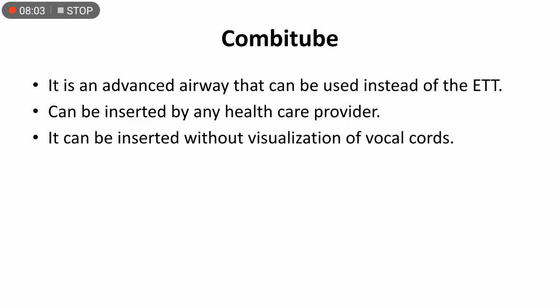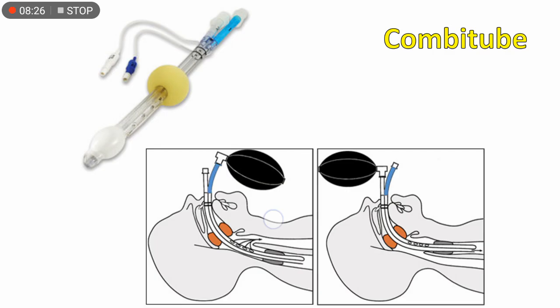Combitube. The Combitube is a special type of endotracheal tube. It is an advanced airway that can be used instead of the endotracheal tube. It can be inserted by any healthcare provider. You don't need to be an expert to do that, because it can be inserted without visualization of the vocal cords.